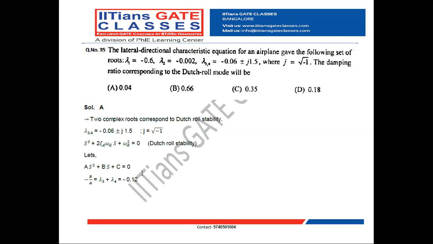Minus of b by a can be obtained by adding the complex pair, lambda 3 plus lambda 4. That is minus 0.06 plus j into 1.5, plus minus 0.06 minus j into 1.5. The imaginary part will be cancelled, so only the real part will be summed up. So it is minus 0.12. So minus b by a is minus 0.12. From that, b by a is 0.12.